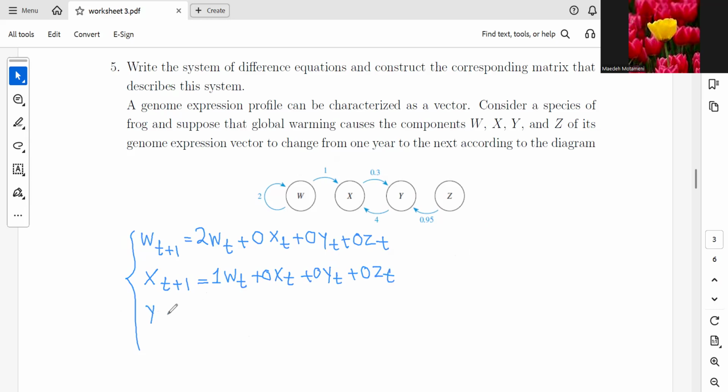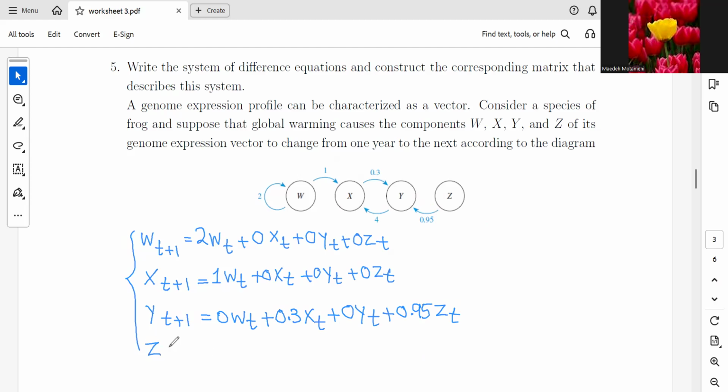The third one is y sub t plus 1, which is going to be from a number multiplied by x sub t here and from here. So both of them, it means that you don't have anything from W t, but you do have 0.3 times x sub t. Also, you have nothing from y sub t, and you have 0.95 multiplied by z sub t.